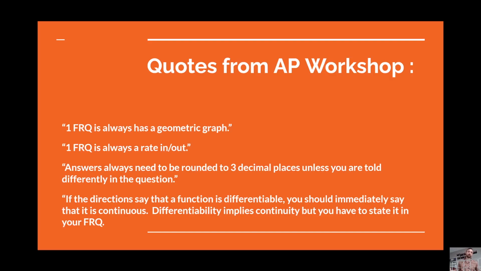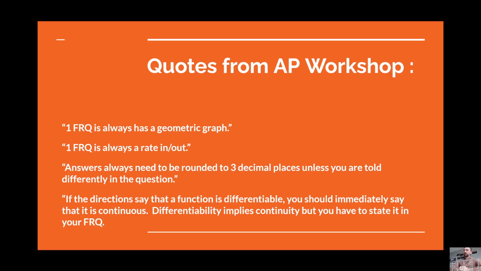According to him, and again, this could have changed, and obviously it's not guaranteed, but he said one of them is always one of the area geometric graphs. We've practiced a bunch of those already. He claims that one FRQ is always a rate in, rate out type of FRQ, and that's the type we're going to practice here in just a moment.